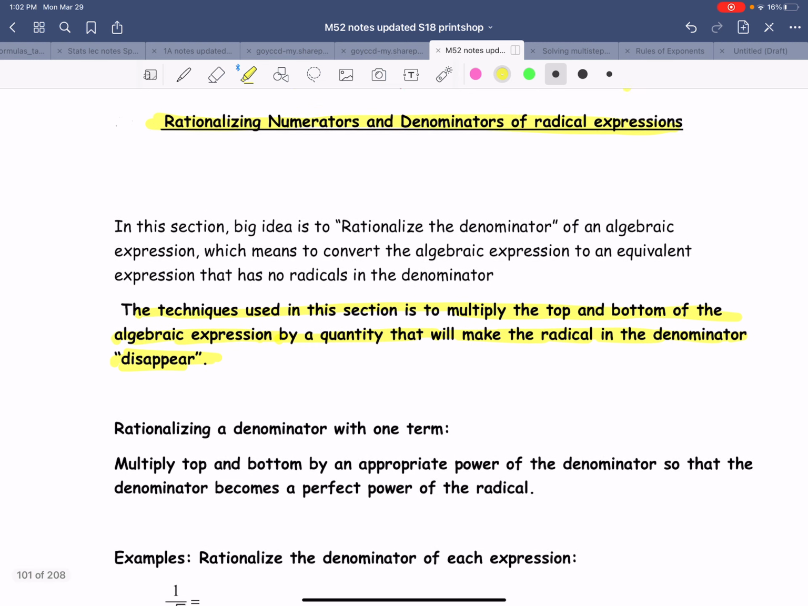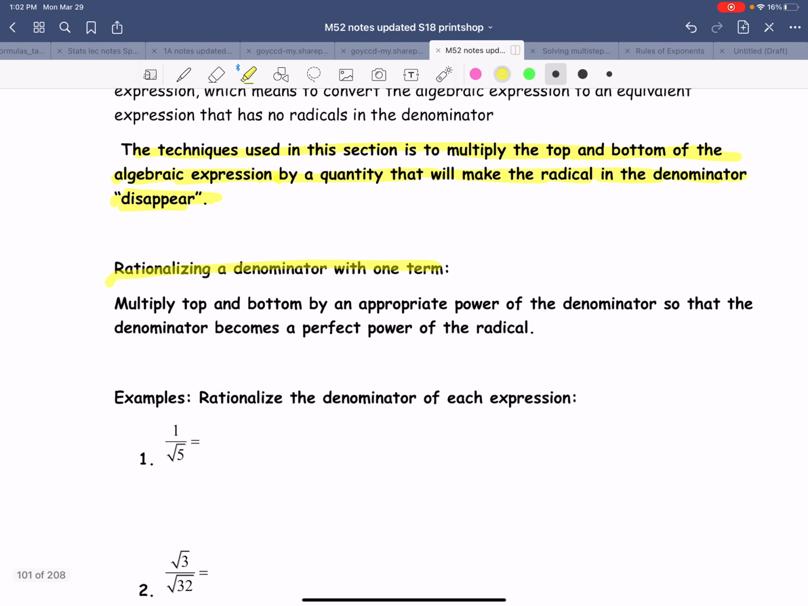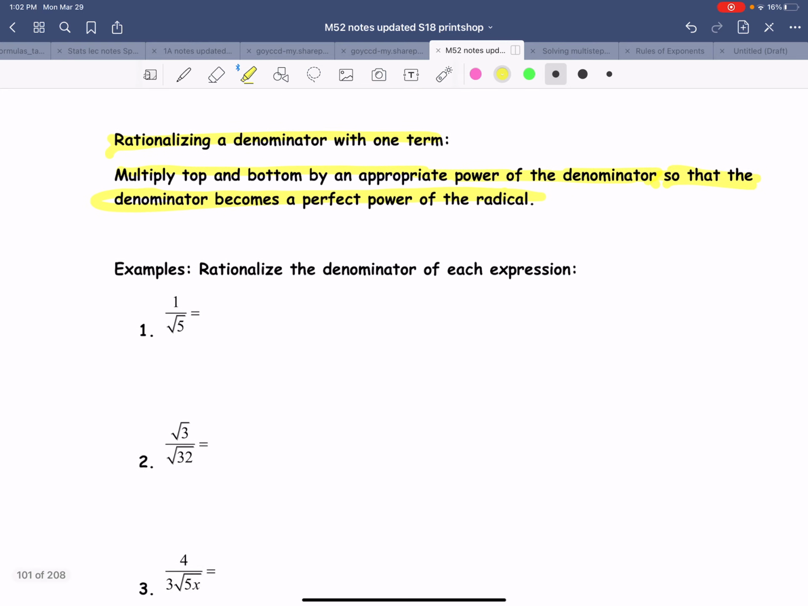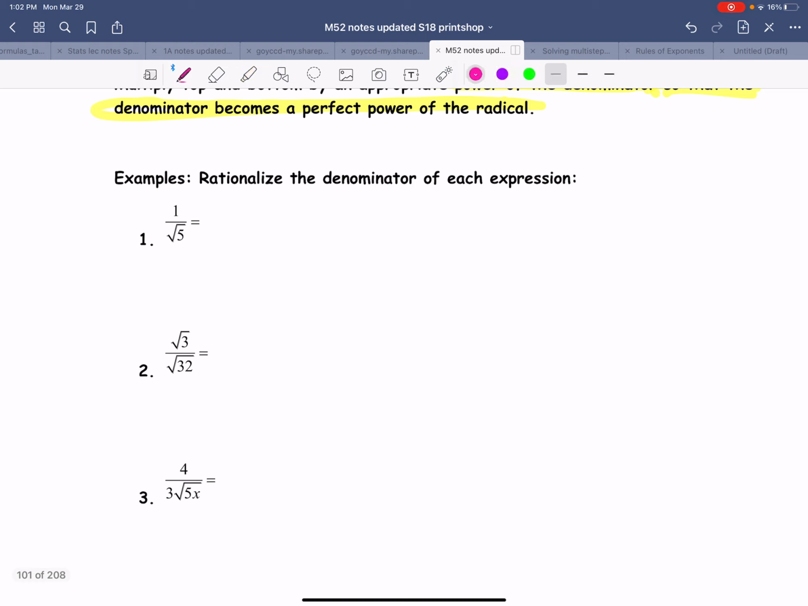Okay. So rationalizing the denominator with one term: multiply both numerator and denominator with the appropriate power of the denominator so that the denominator becomes a perfect power of the radical. Let's see some examples. So here's the first example. I have 1 over square root of 5. My goal is to make the root 5 a perfect square. So what can I do here so that I can get no more square root in the denominator?